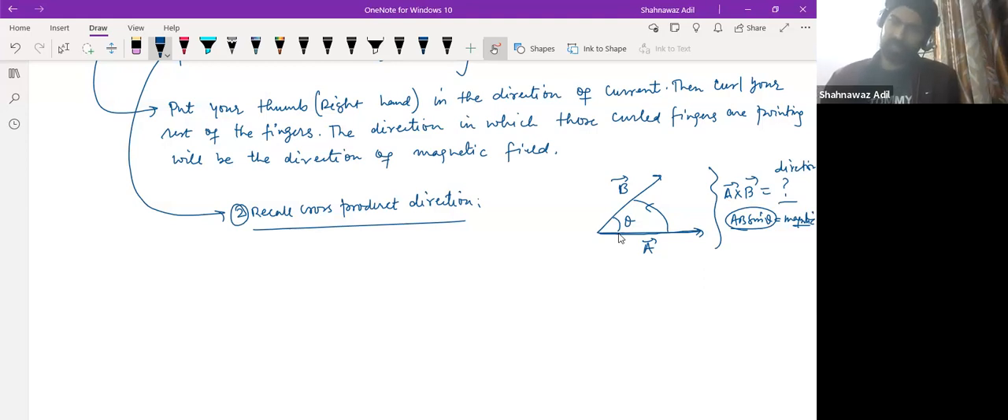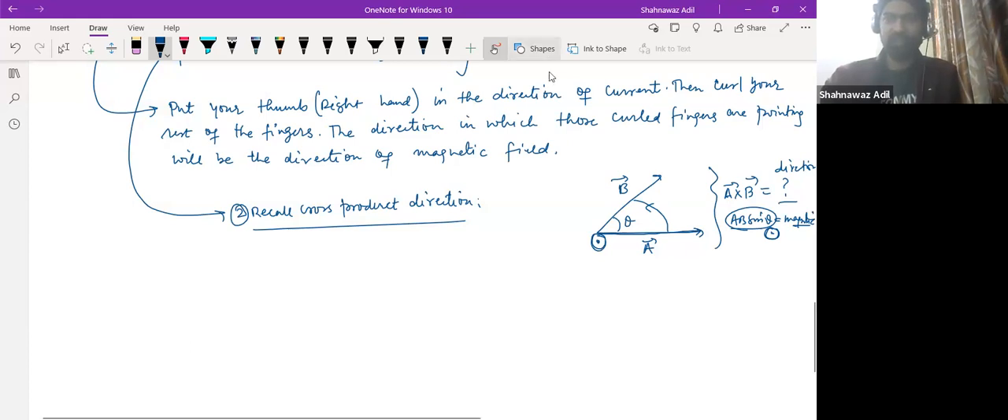So that is outward, absolutely correct, right? So this would be AB sine theta. Outward meaning that it is perpendicular to A, right? And it is perpendicular to B as well, right?